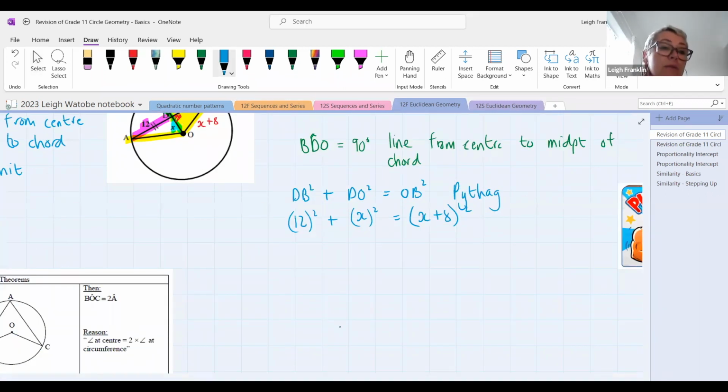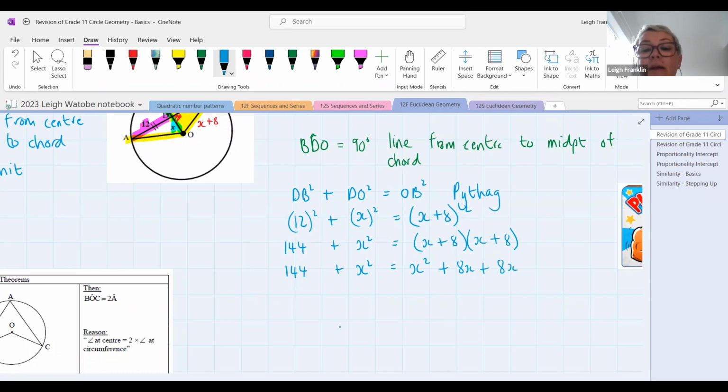So 12 squared means 12 times 12. That gives us 144, plus x squared is equal to, and here we have to multiply x plus 8 with x plus 8. We are squaring the binomial, multiplying it by itself. So now we're going to do FOIL on the right-hand side. F: x times x is x squared. x times 8 is 8x. 8 times x is 8x, and 8 times 8 is 64.